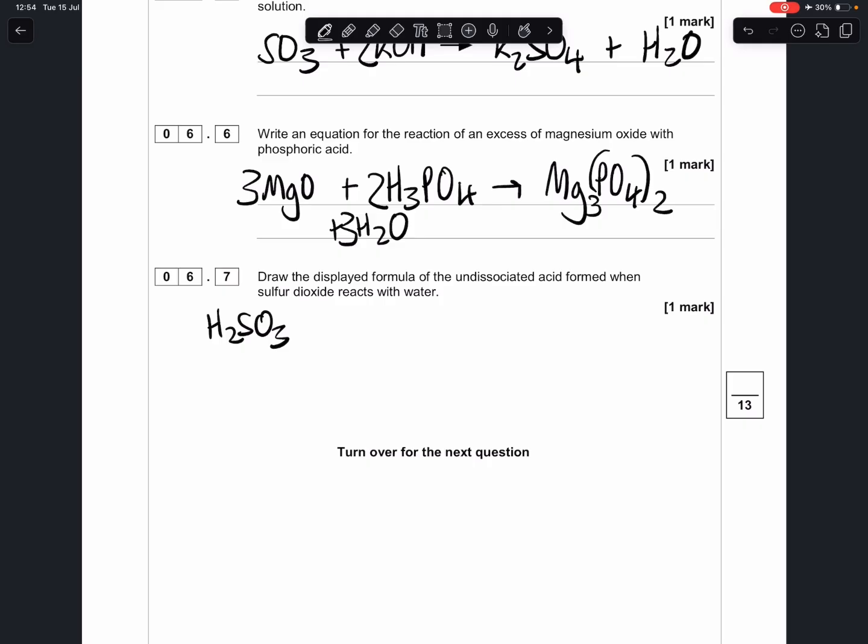What I do is I remember the structure of sulfuric acid, you just memorize what it looks like. However, this is sulfur dioxide, so we're going to form H2SO3, not H2SO4. So we can just get rid of one of these here, put a lone pair there, and there you go. There is your undissociated acid. Undissociated meaning that we haven't lost an H+ yet, because this is a diprotic acid.